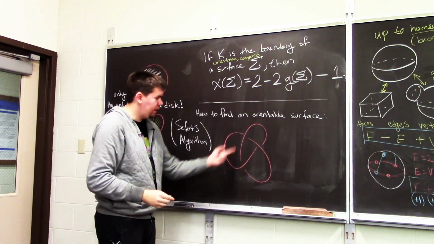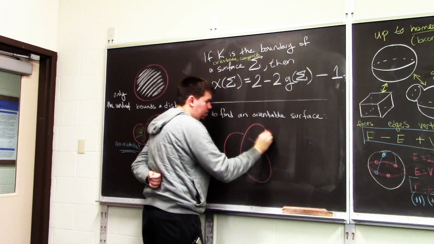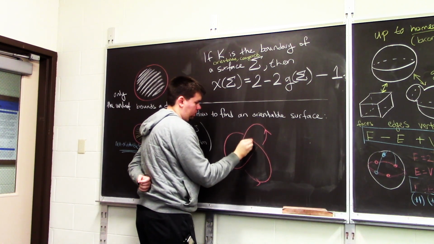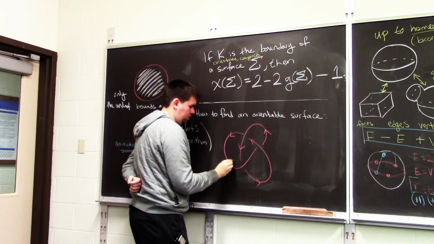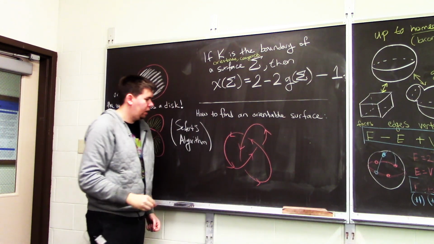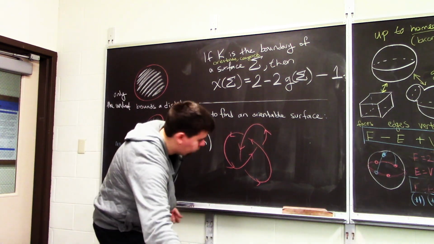Something like that, and give it some orientation. It doesn't matter which way you go, so let me go this way. Okay, gave it some orientation. And then his rule is you smooth out the crossings.